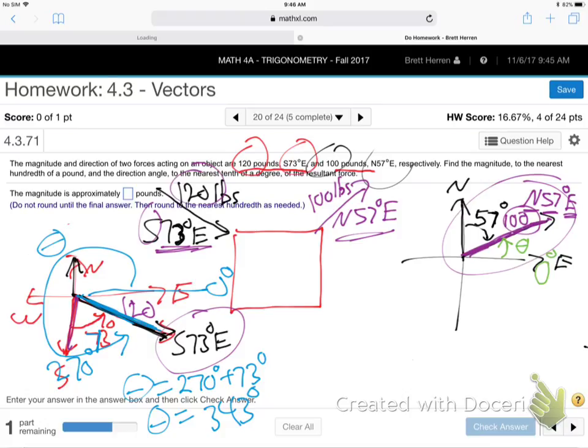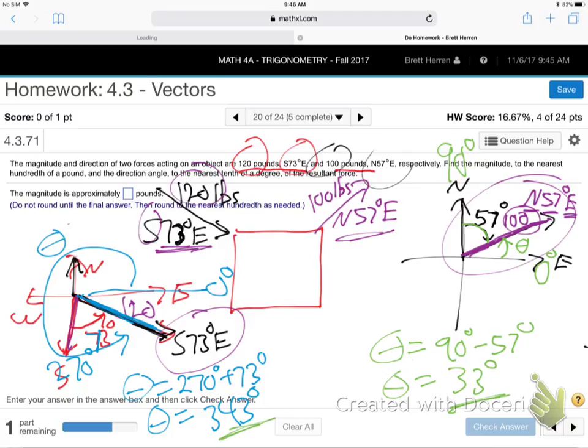Right? So what is that? How do we figure out from 0 to that angle? 90 minus 57. 90 take away 57, right? Because here's 90 straight up, but it's back 57 from 90, isn't it? Does everybody see that? So the angle theta is 90 minus 57, which is 33 degrees. So that angle is actually 33. The other is 343. Is that good? Now we have those two angles. We have the lengths. This one's 100. This one's 120. We go to the formula.